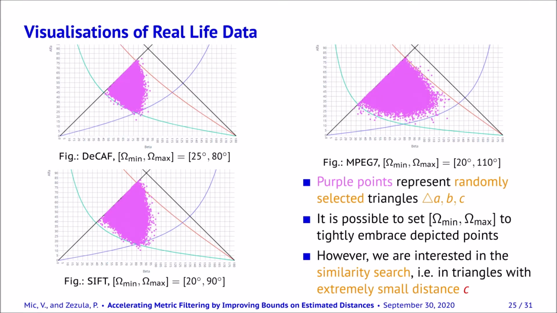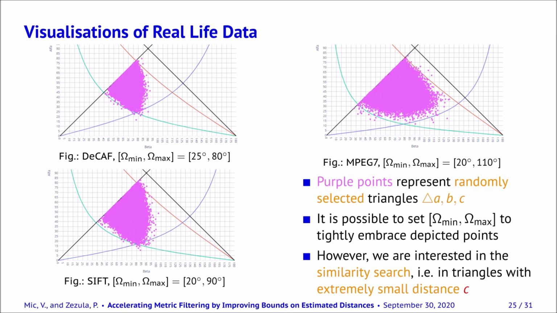Let's visualize the real-life data. The purple points in these plots represent the triangles made of triplets of visual descriptors of images. We examine the DeCAF descriptors from a neural network and well-known SIFT and MPEG-7 descriptors. The DeCAF and SIFTs are compared by the Euclidean distance. The space of MPEG-7 descriptors is made as a combination of 5 metric subspaces, mostly L1 and L2 spaces.